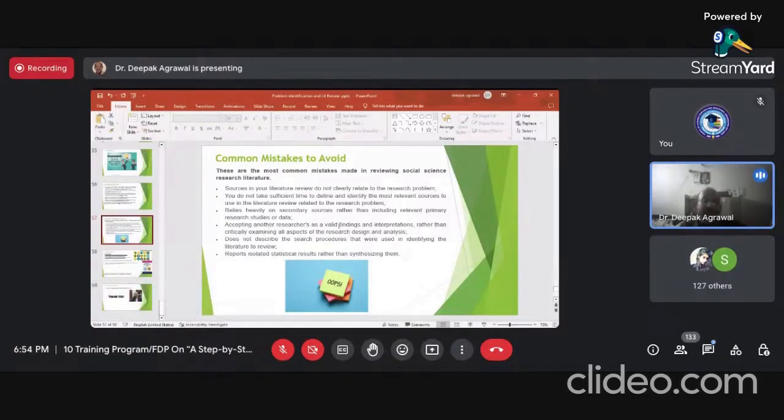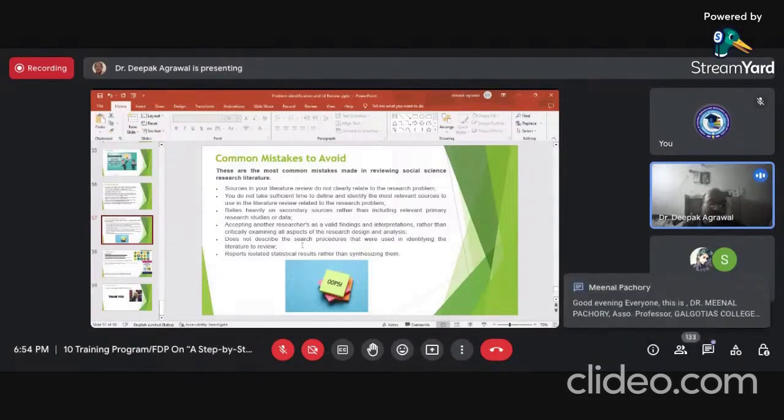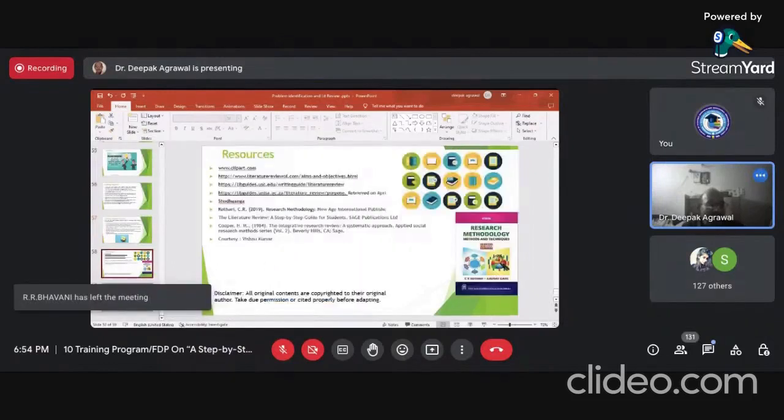Accepting other researchers' findings and interpretations as valid should be avoided. Whatever others have interpreted, you assume to be correct and include in your work. Also, do not describe the procedures that were used in identifying the literature review. So these are some of the common mistakes to be avoided while developing the paper.